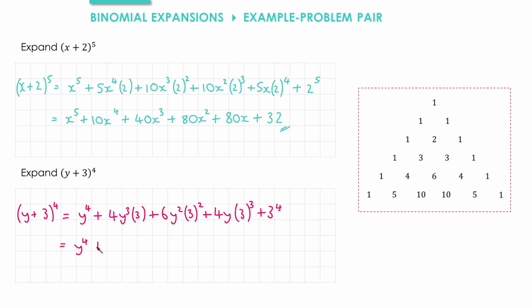4 times 3 is 12. 6 times 9 is 54. 4 times 27 is 108. And 3 to the power 4 is 81.